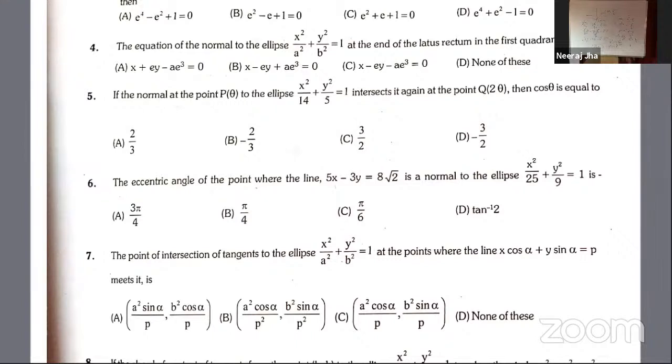Acha, rest all the properties, chord of contact and chord with a given midpoint, that is same as we have discussed in circles. T is equal to 0, T is equal to S1, SS1 is equal to T square. Everything is same over here also.